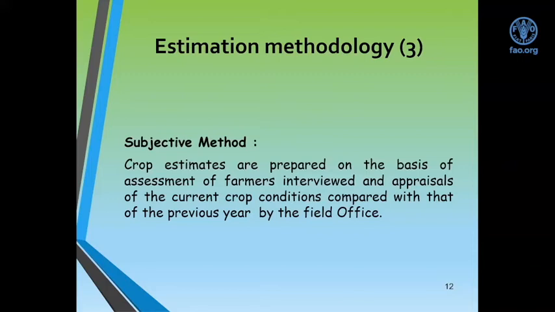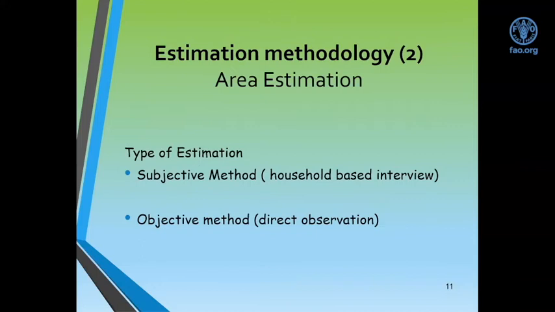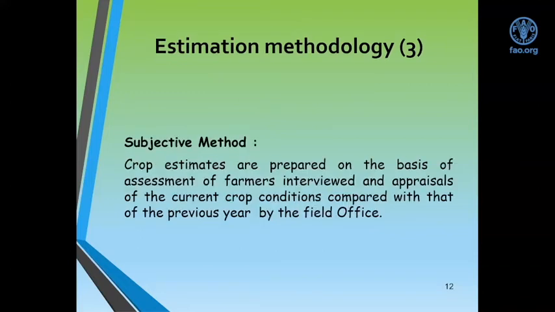We have two methodologies: one is the subjective methodology, and the other is the objective methodology. We collect data by these two methods. The subjective methodology is based on assessment from farmer interviews and appraisal of the current crop condition compared to the last year from our field office.